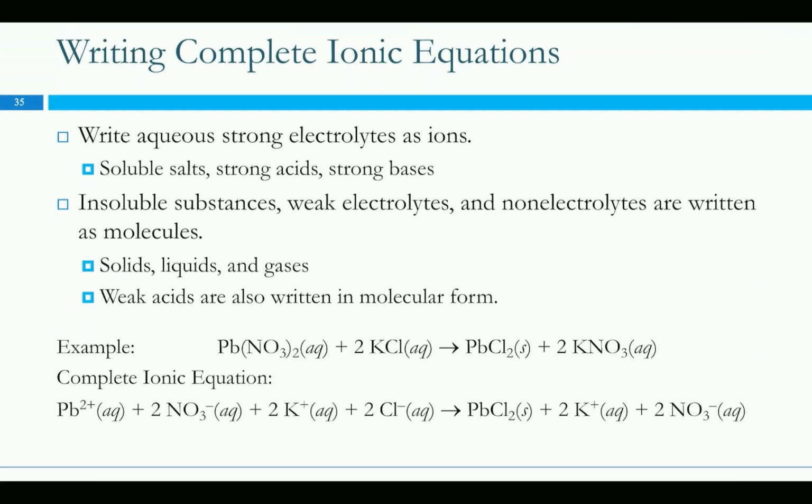So for the complete ionic equations, basically any soluble salts, so any salts that are aqueous, or you'll look up on a solubility chart, strong acids and strong bases will all exist as ions. Insoluble substances, and this is where we are starting to move past Chem 20, more into truly Chem 1 stuff, right? Weak electrolytes and then non-electrolytes are written as molecules. So we do not separate those into their ions.